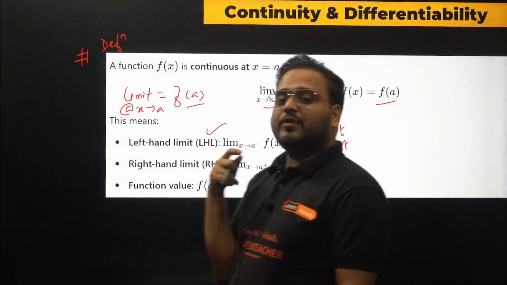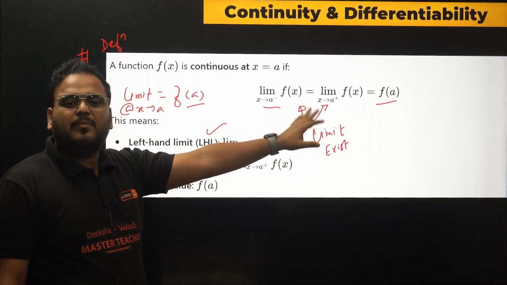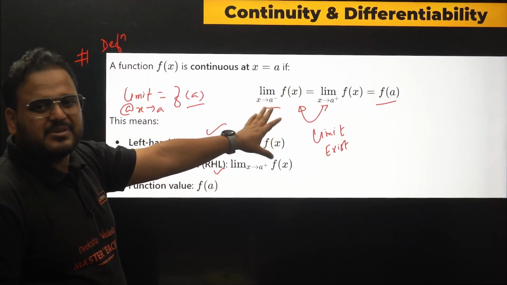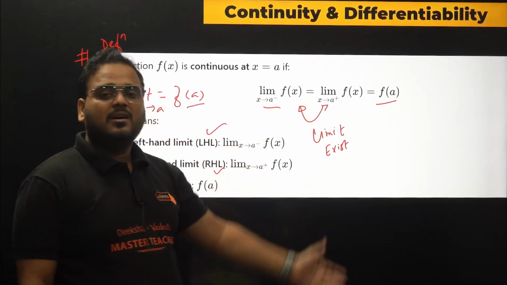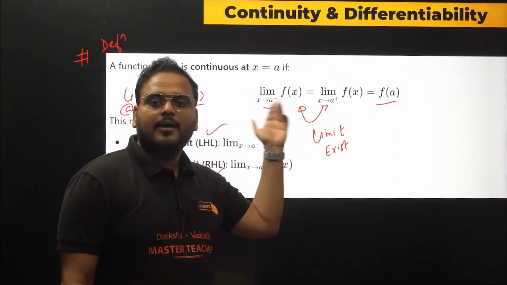Not in all questions do you have to find the LHL and RHL, because it will not be that kind of question. It might be a simpler problem, where you can directly use the limit formula. Use the limit value, substitute the value of x tends to a, and you get the answer.